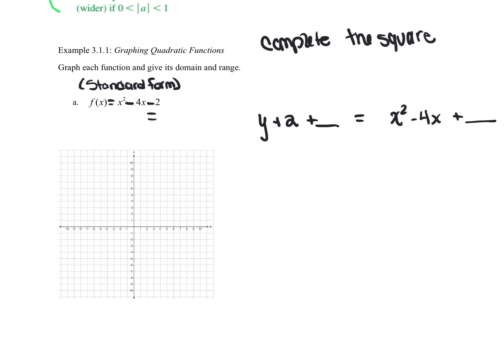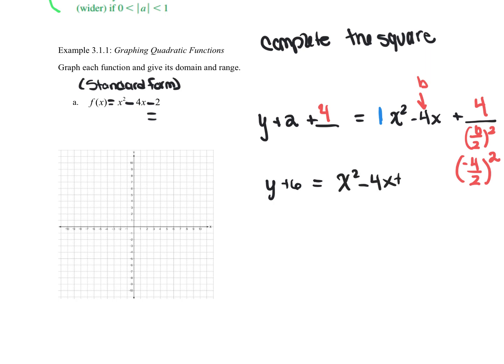We did check that this leading coefficient in front of the x squared is a 1, so I don't have to pull anything out. This line right here is b over 2 squared, and this right here is my b value. So negative 4 divided by 2 is going to make a negative 2, and then I'm going to square it, making it a 4. And if you add a 4 on one side, you have to keep things even and equal, and put the 4 on the other side as well. And so now I'm going to get y plus 6 equals x squared minus 4x plus 4.